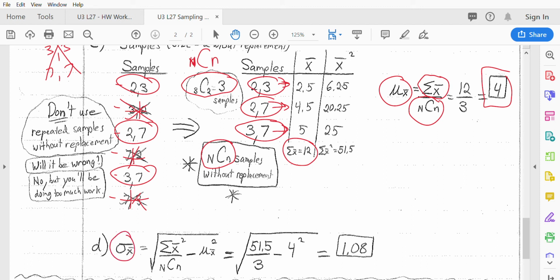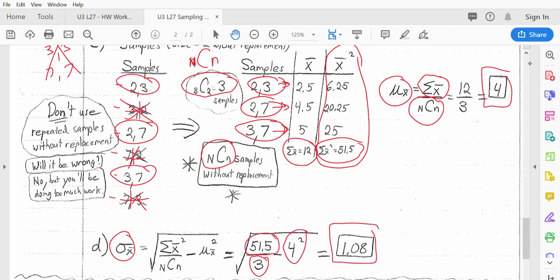So the standard error is going to be, once again, the x bar squared column summed up. So in this case, take your x bars, square them, and sum them up, you get 51.5. So I'm going to take the 51.5, divide it by the number of samples, which is 3. And you're going to subtract the mean squared, which is 4 squared. And I get 1.08. That is my standard error.